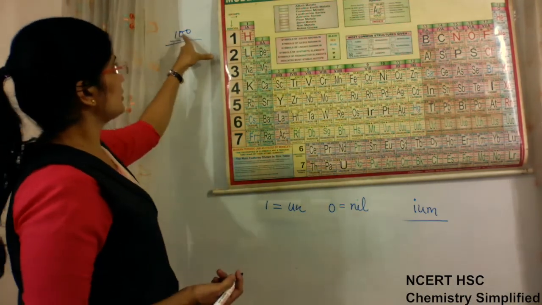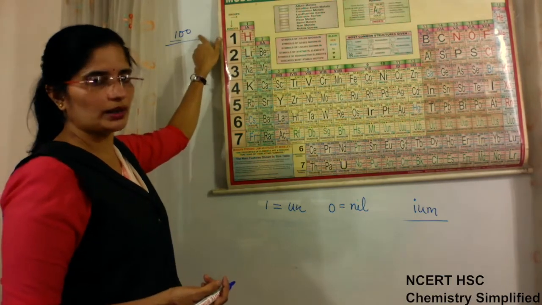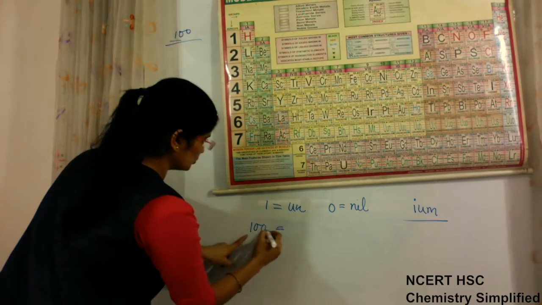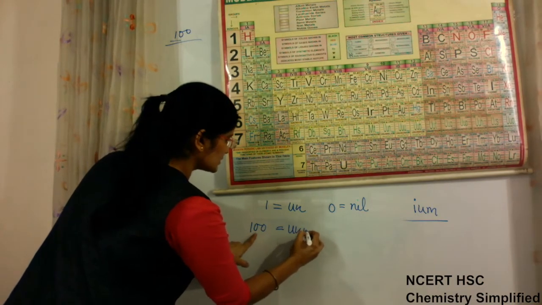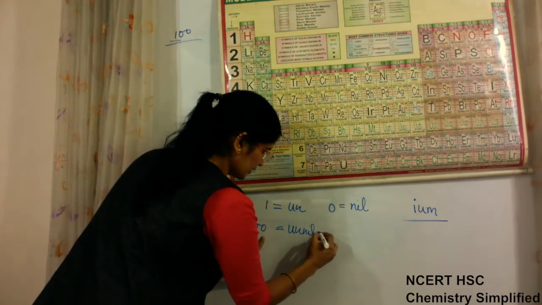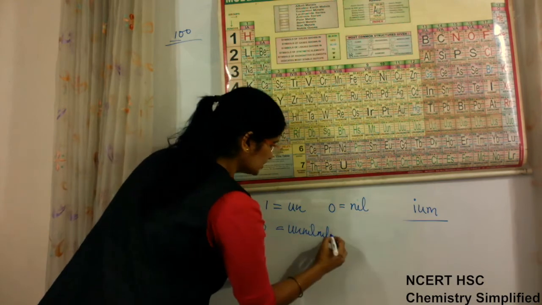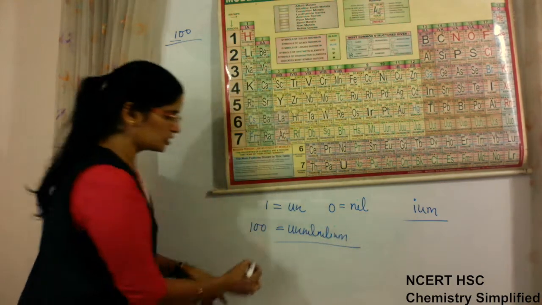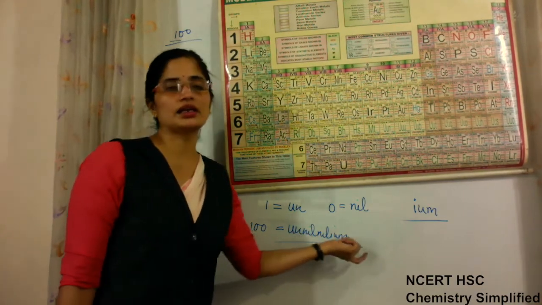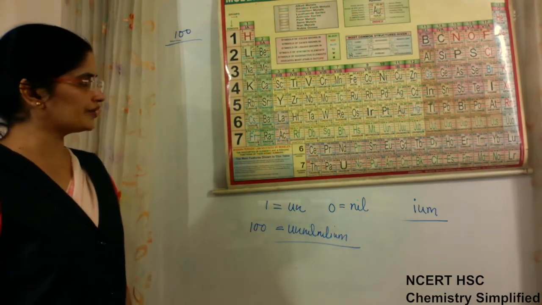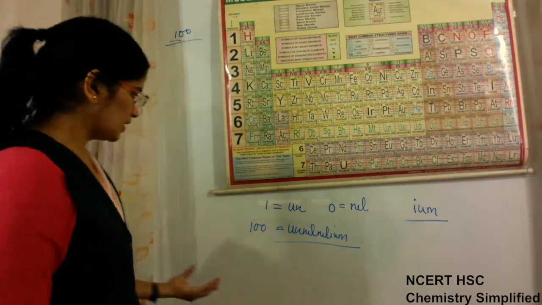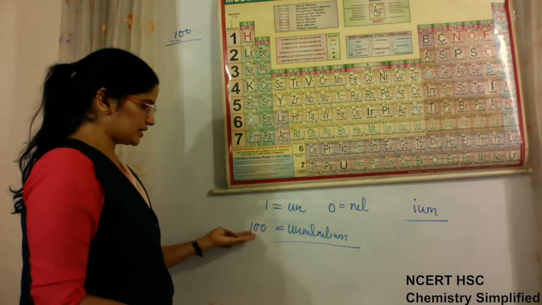For example, if I have to write the name of the element with atomic number 100, it is Un, Nil, Nil, because it is 0, and then ium. So the name of the element with atomic number 100 is Unnilnilium. So there is no controversy; for 100 and after, all names will be given according to this.